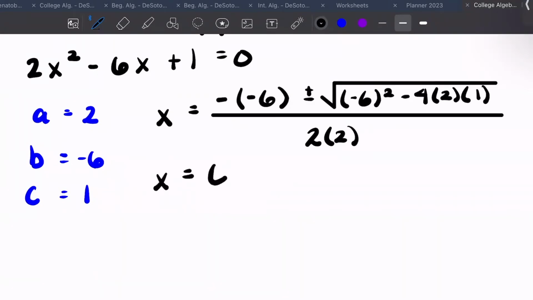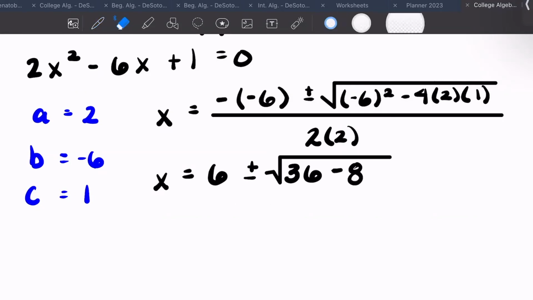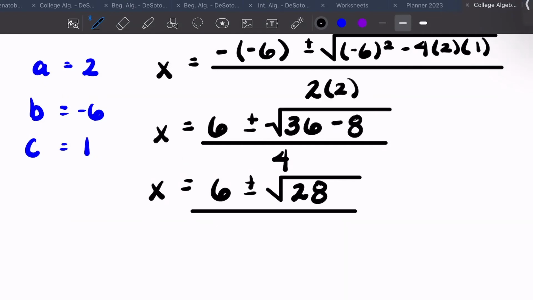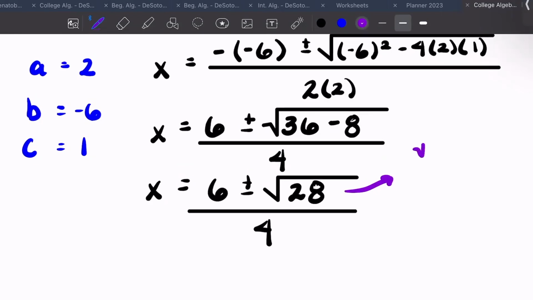Clean it up. You get 6 plus or minus, whoops, -6 squared is 36 minus 8, all over 4. So x equals 6 plus or minus the square root of positive 28 over 4. All right, go over here to the side and see what we can do with the square root of 28.